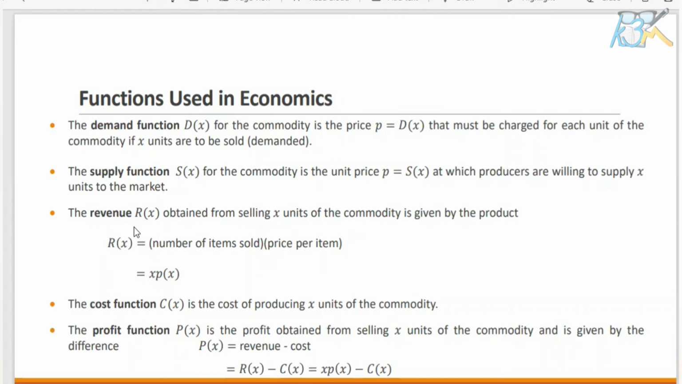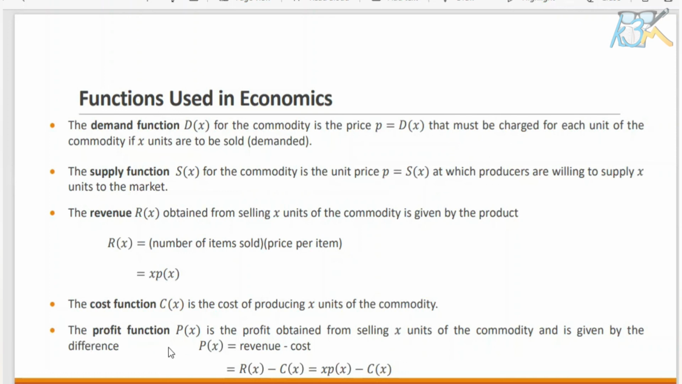The revenue R of x obtained from selling x units of the commodity is given by the product. This R of x is equal to the number of items sold, that is x, and the price per unit, the p of x. This is the price per unit. The cost function, C of x, is the cost of producing x units of the commodity.